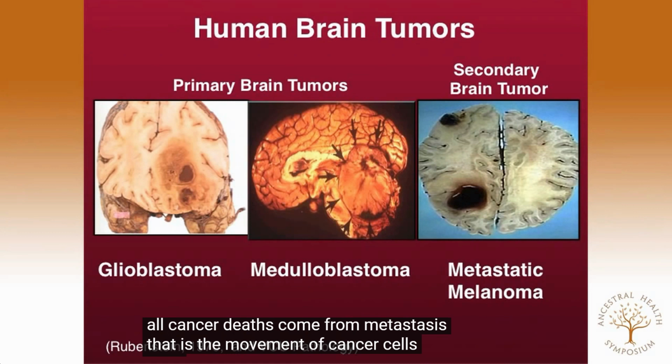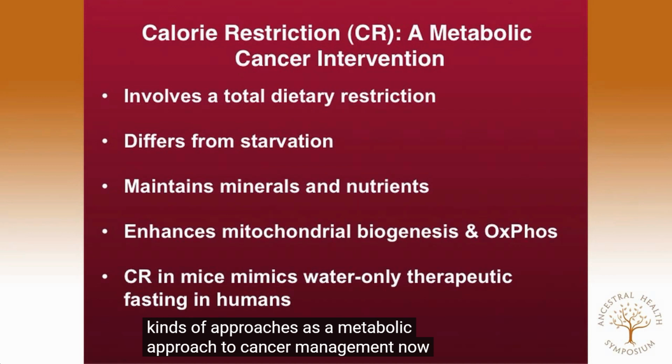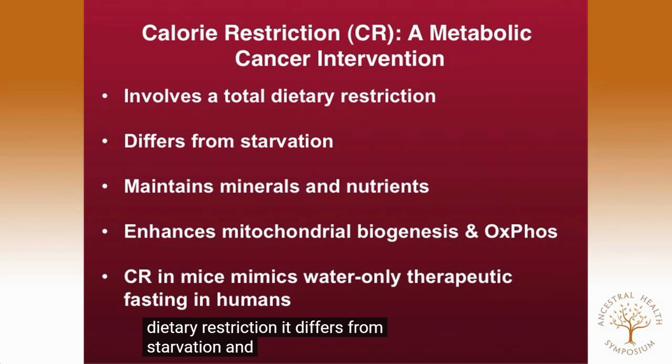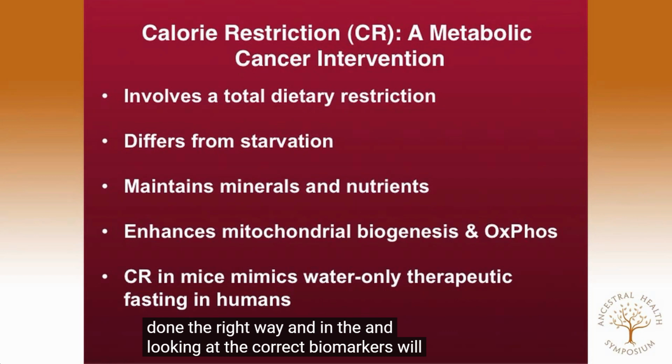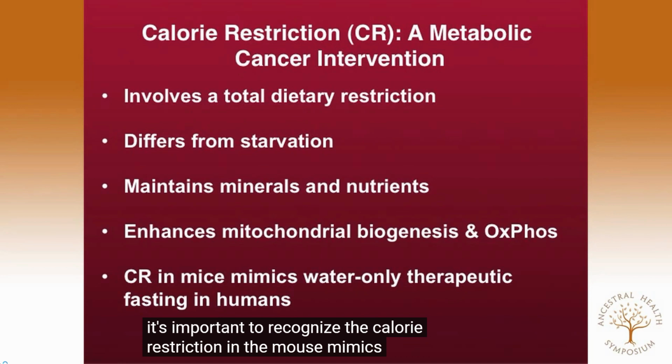Now, we have used calorie restriction, restricted ketogenic diets, and these kinds of approaches as a metabolic approach to cancer management. Calorie restriction involves a total dietary restriction. It differs from starvation in that calorie restriction can maintain adequate levels of minerals and nutrients. Calorie restriction, if it's done the right way and looking at the correct biomarkers, will enhance mitochondrial biogenesis and increase efficiency of oxidative phosphorylation.